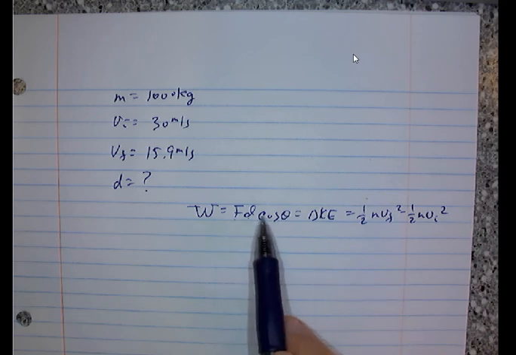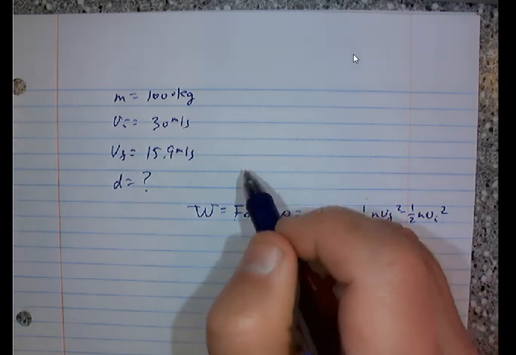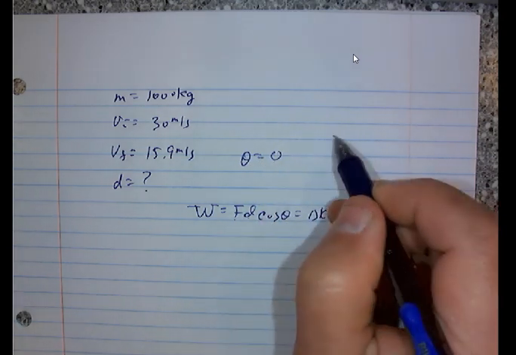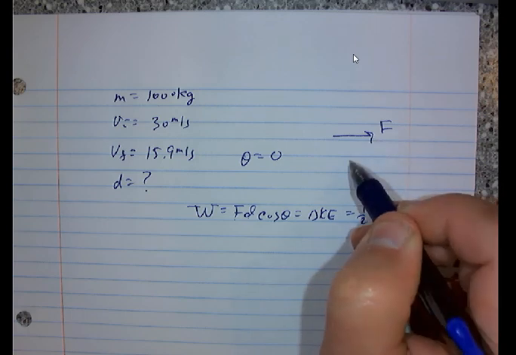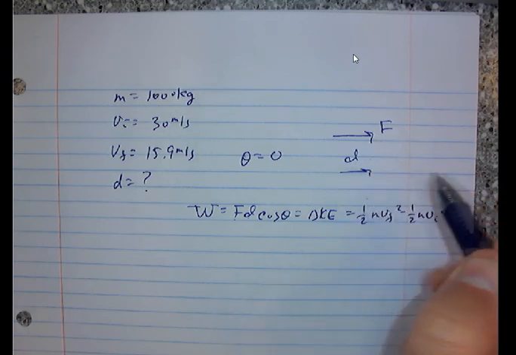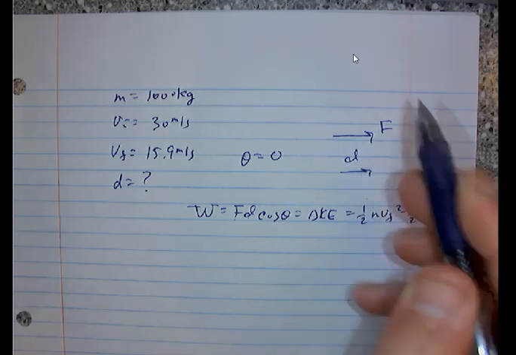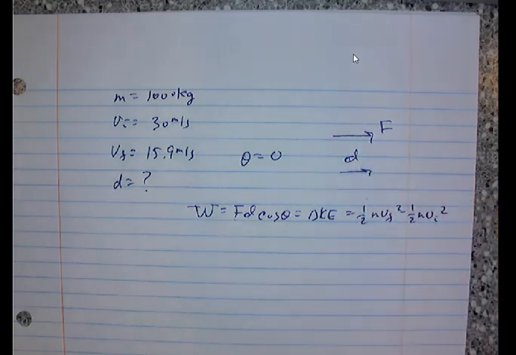The net force is lined up with the way that I'm going, so you know theta is 0 here. The force is this direction. The displacement is this direction. The angle between F and D is 0. So they're lined up with each other.